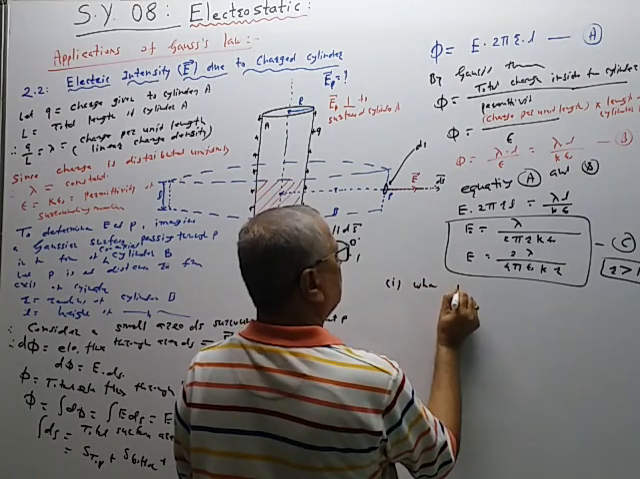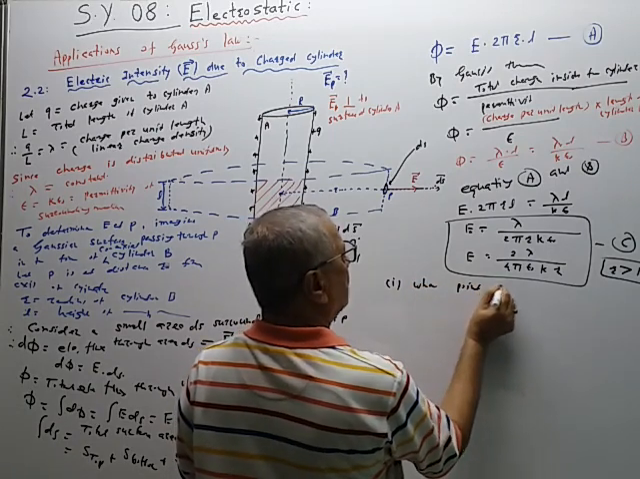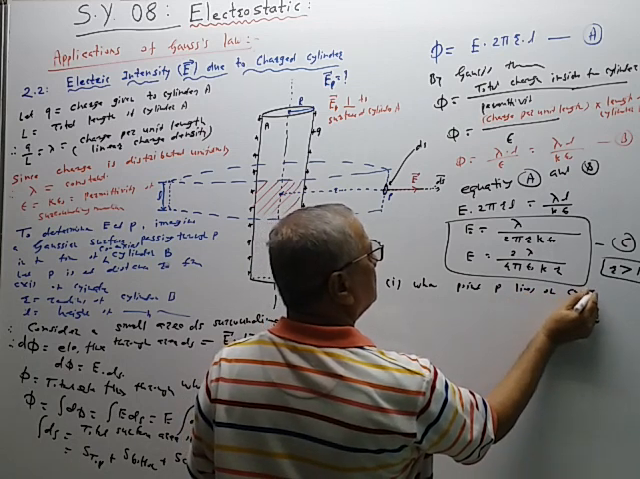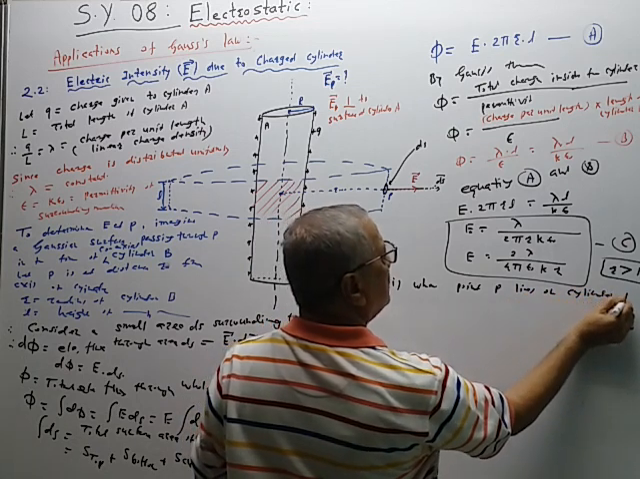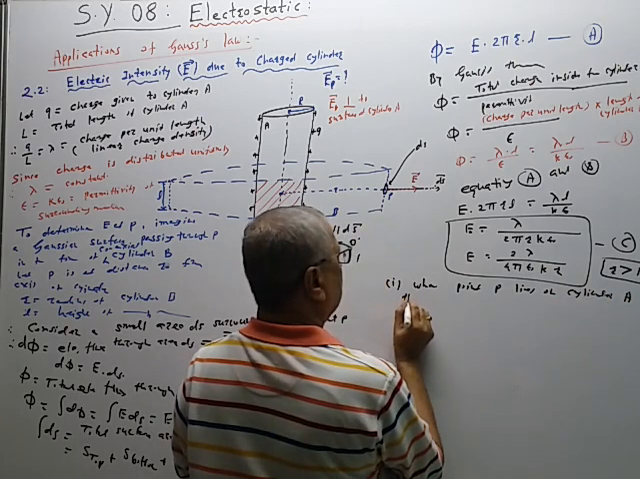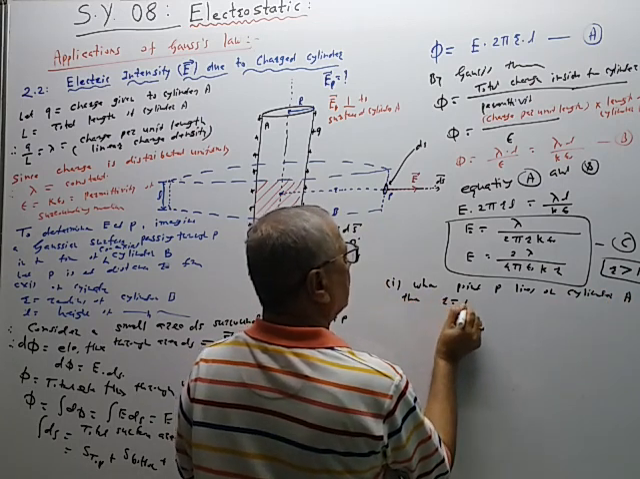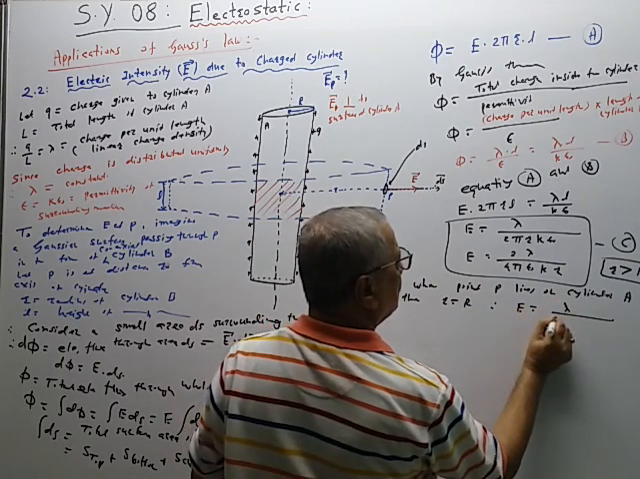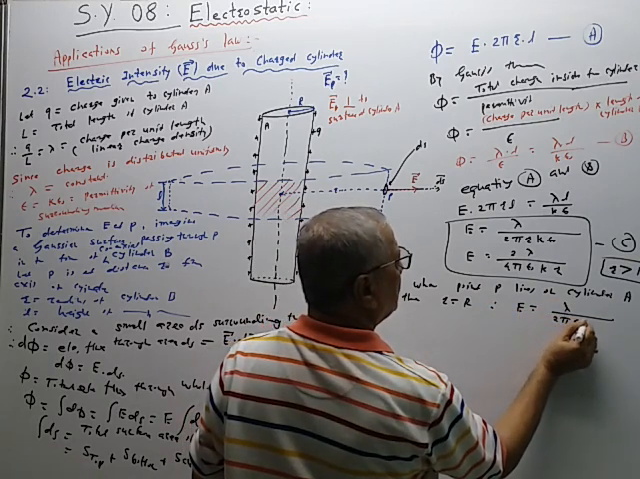Case number 1. When the point P lies on cylinder A, then small r is equal to capital R, therefore E is equal to lambda upon 2 pi epsilon naught K r.